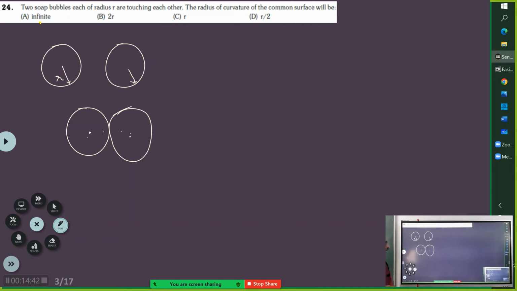Why should there be no surface tension? I didn't understand that. Like, pressure at both sides is same. So sir, the bubbles will exert the same pressure from both sides and they compress. On the common surface, they will supply equal pressure on both surfaces.